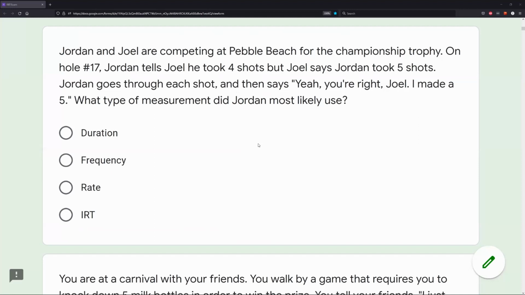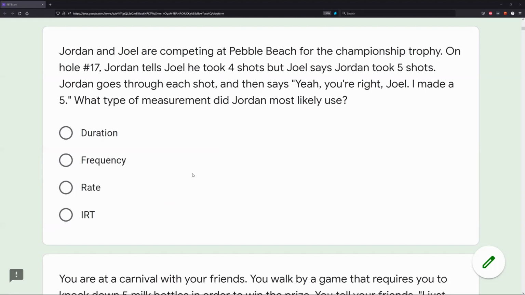Jordan thinks he took 4 shots, but Joel says he took 5. So what does Jordan have to do to verify how many shots he took? Is he going to take duration data? No. We just said we aren't measuring time, right? We're measuring an amount. So we can eliminate duration. We can also eliminate inter-response time because inter-response time has to do with the time in between responses, but we're just simply measuring the amount of responses. That leaves us with frequency and rate.